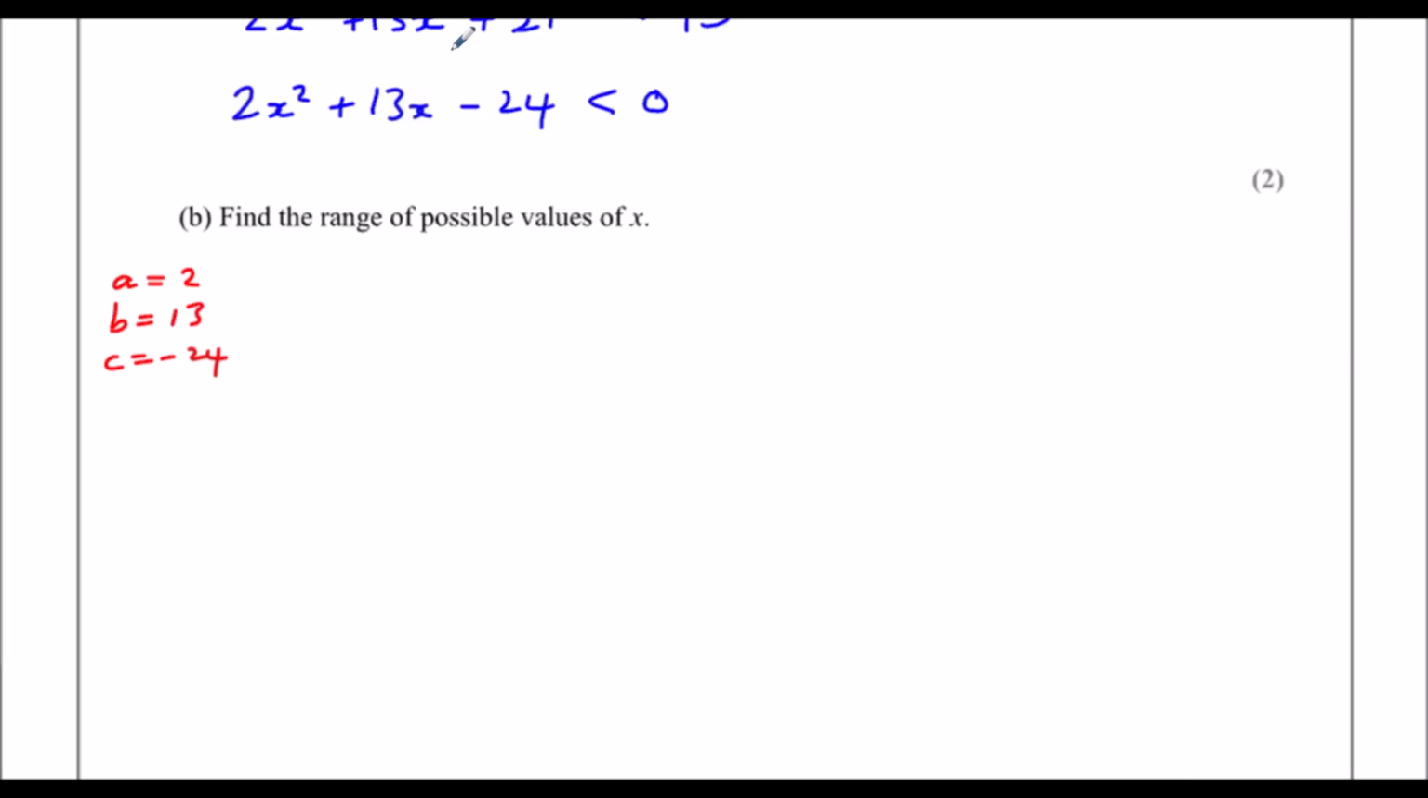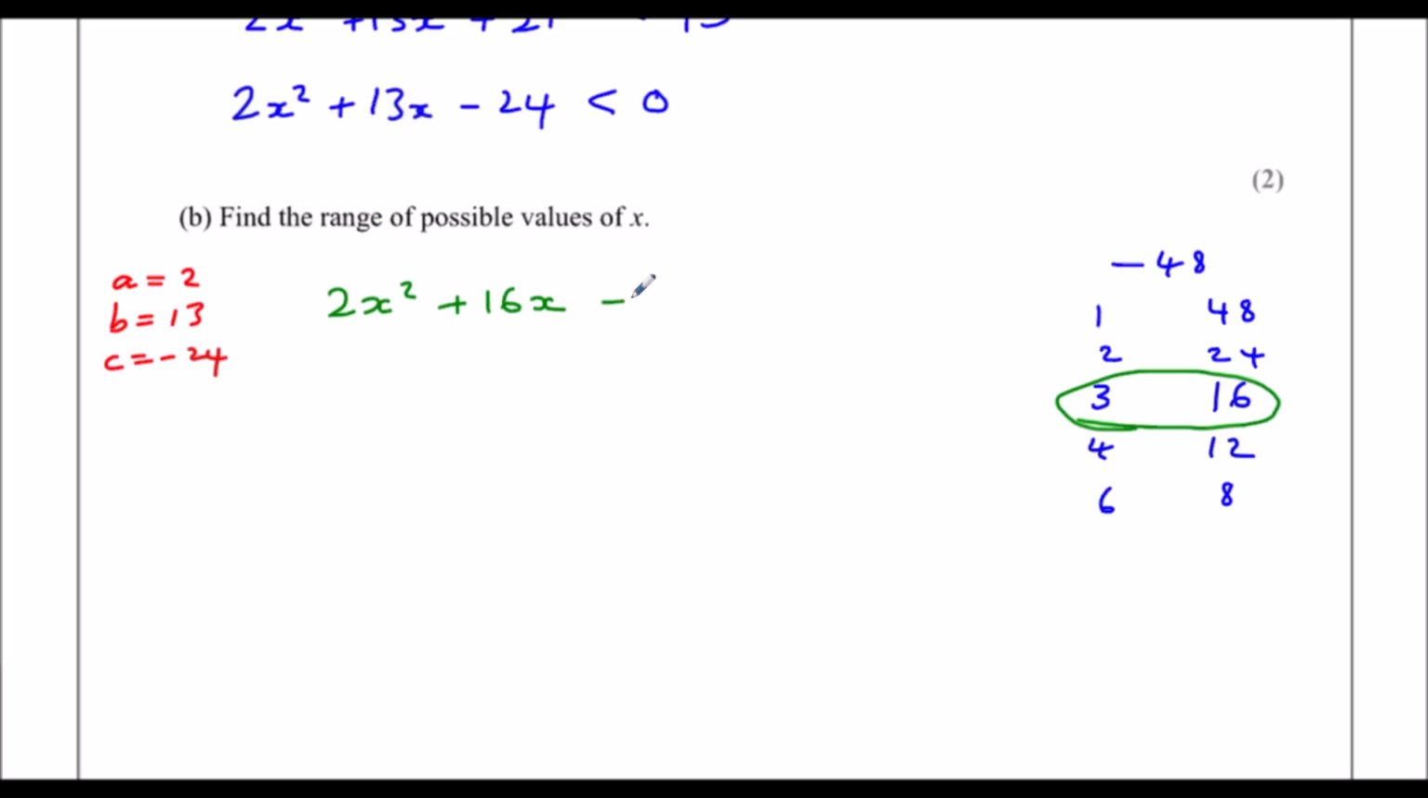And to do that, I would do a times c, 2 times negative 24 is negative 48. And I'm going to write down what multiplies to make 48. I want something that multiplies to give me negative 48 and adds to give a positive 13. So 1 and 48, 2 and 24, 3 and 16, and that will give me my 13. Also 4 and 12 and 6 and 8, but I want the 3 and 16. So I can rewrite my quadratic. Instead of 13x, I can have 16 take away 3. So 2x squared plus 16x take away 3x minus 24 is less than 0. So now I've uncollected the like terms.